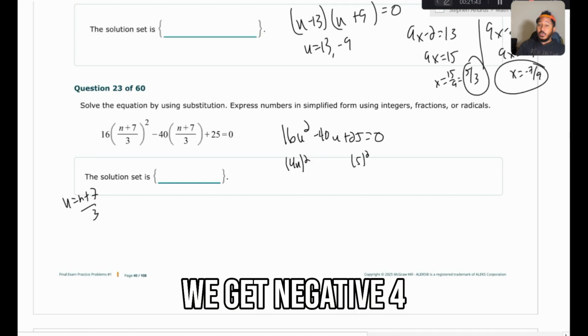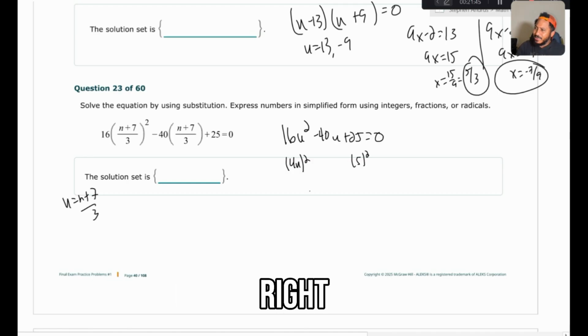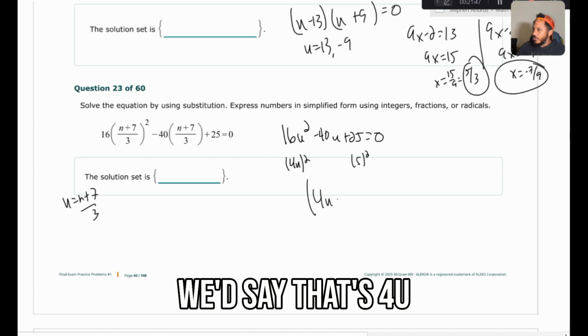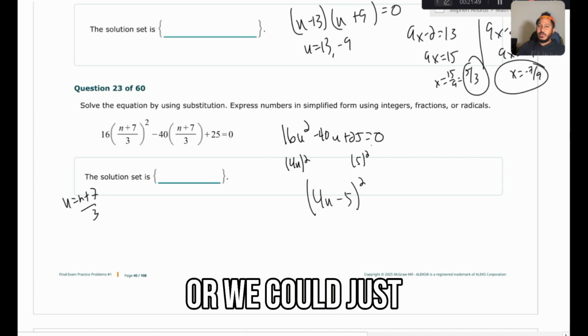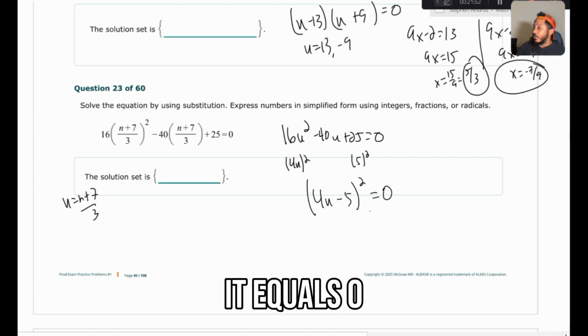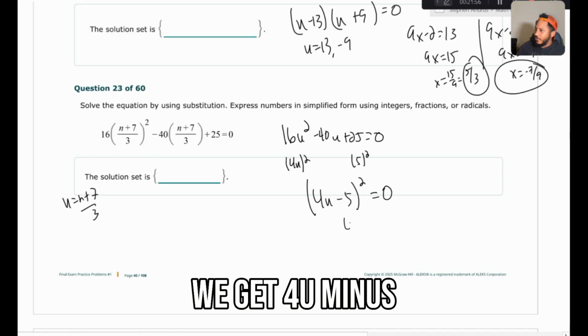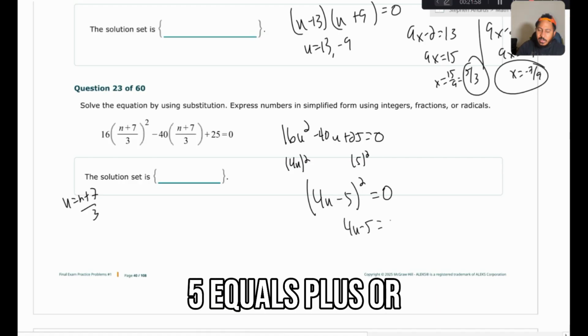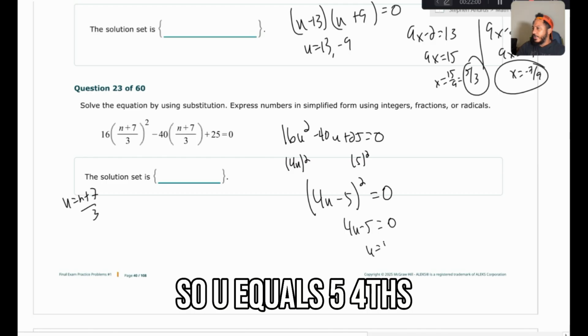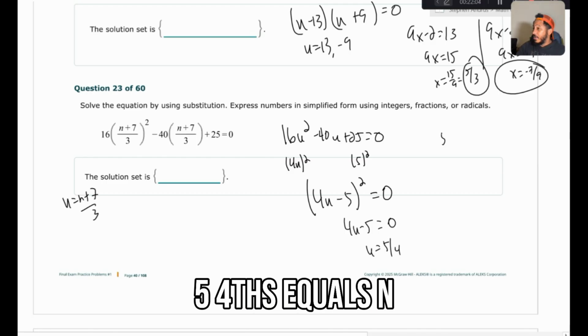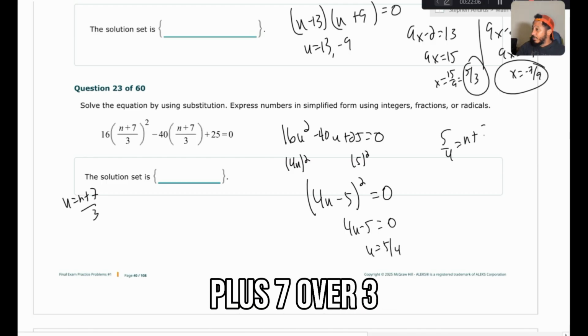Doubled, we get 40u, but it's a negative, right? So really, we'd say that's 4u minus 5 squared equals 0, okay? Or we could just use the AC method. So solving, square root on both sides, don't forget the plus or minus. We get 4u minus 5 equals plus or minus 0, which is just 0. So u equals 5/4. So if u equals 5/4, then 5/4 equals n plus 7 over 3.